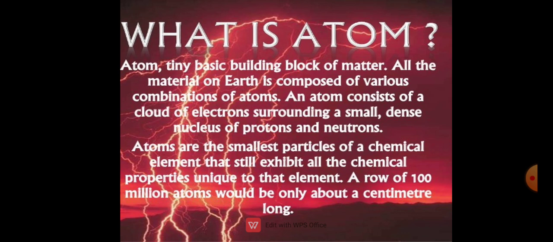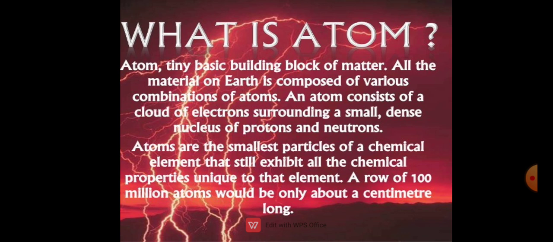Now what is matter? Matter means anything that has a mass and occupies space. All the material on the earth is composed of various combinations of atoms. All the things present around us are composed of different combinations of atoms. Combination of atoms means when atoms combine together to form different substances.